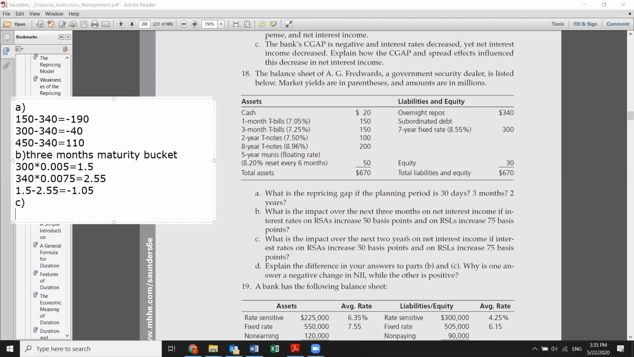Sorry, I have a question again. Yes, please. Look in part A, the third one. You have 450 there. Why is it 450? Shouldn't it be 400? It is because, look, 150 once, second 150, which is 300. Then we have 100 as well, which is 400, and plus we have 50. It's a 5 year municipality, but it is reset every 6 months. So you can do this as well. Okay, thank you.